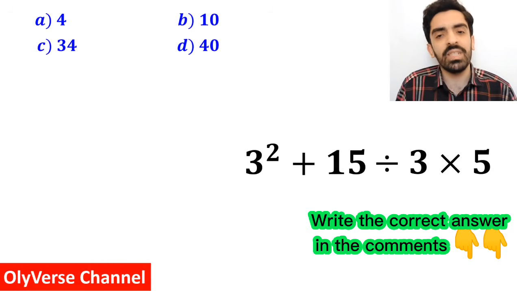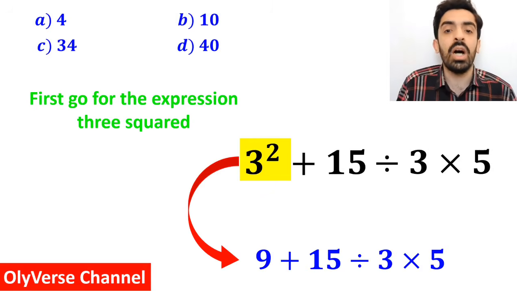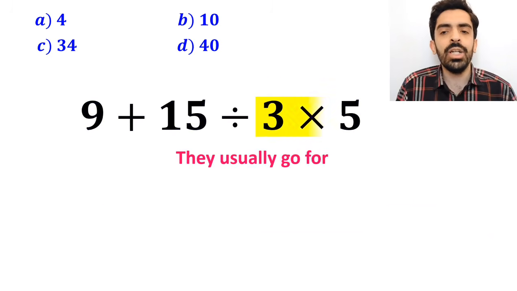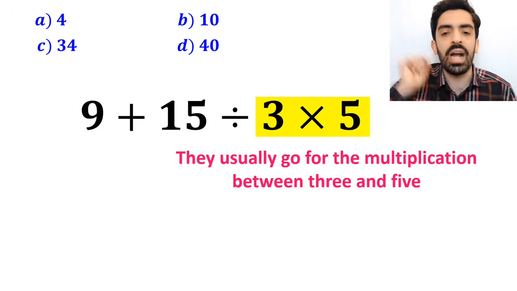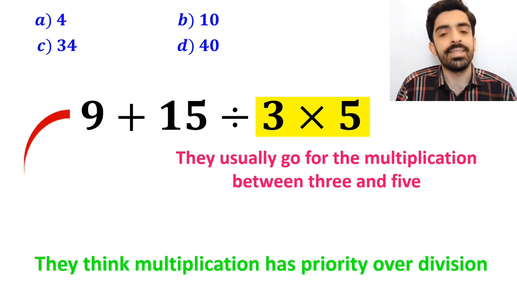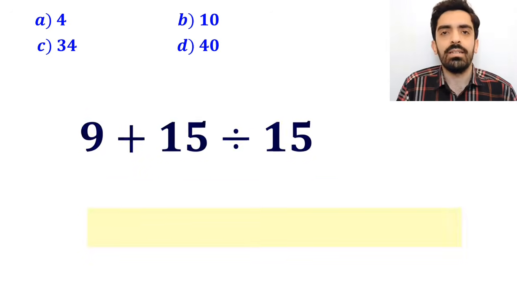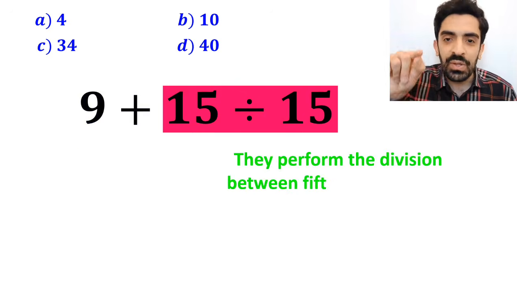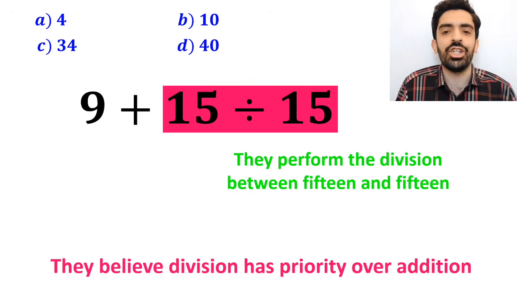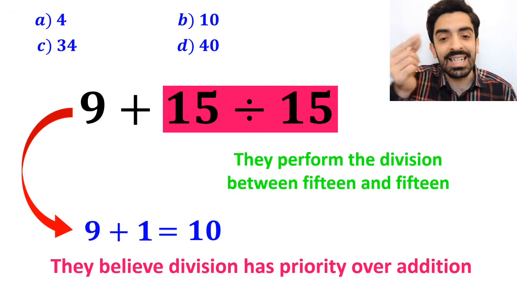Also, some other people when solving this question first go for the expression 3 squared and they simplify to 9 plus 15 divided by 3 multiplied by 5. And the next step, they usually go for the multiplication between 3 and 5 because they think multiplication has priority over division. So, they rewrite this expression as 9 plus 15 divided by 15. Next, they perform the division between 15 and 15 since they believe division has priority over addition. And they rewrite this expression as 9 plus 1, which ultimately gives them the answer 10.